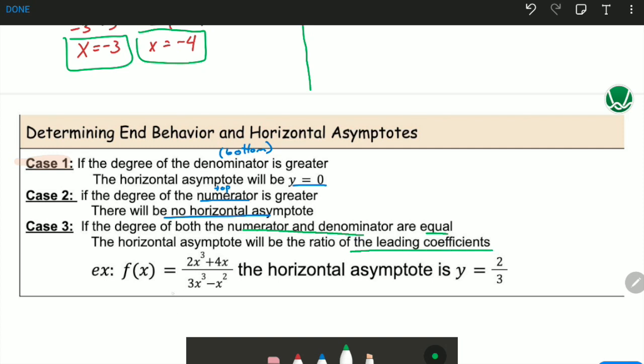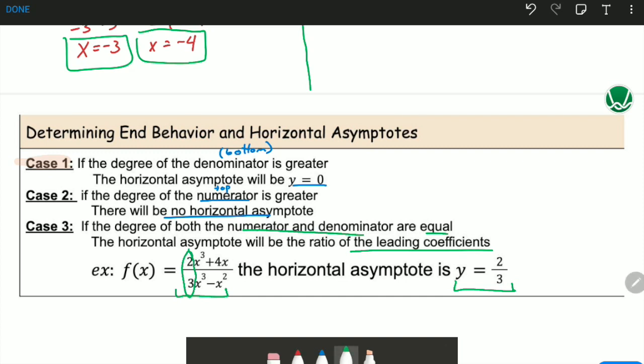So in the case of the example here in the property, we have the degree the same on top and bottom. So it's a ratio of the leading coefficients, which deals with the 2 and 3. So the equation for the horizontal asymptote is y equals 2 over 3.